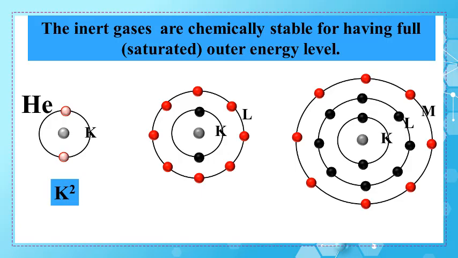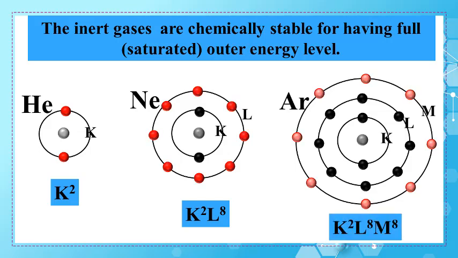its valence shell K saturated with 2 electrons. Neon has its valence shell L saturated with 8 electrons, and argon has its valence shell M saturated with 8 electrons also.